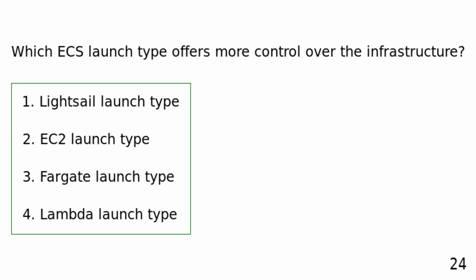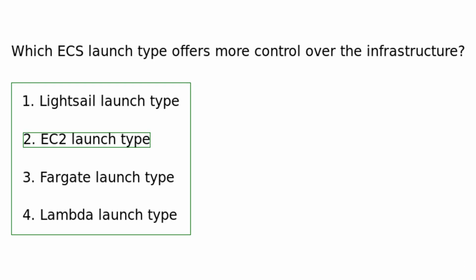Which ECS launch type offers more control over the infrastructure? Lightsail launch type, EC2 launch type, Fargate launch type, Lambda launch type. The EC2 launch type in ECS offers more control over the infrastructure, allowing you to choose and manage EC2 instances.